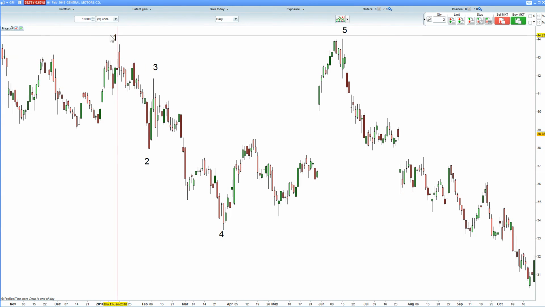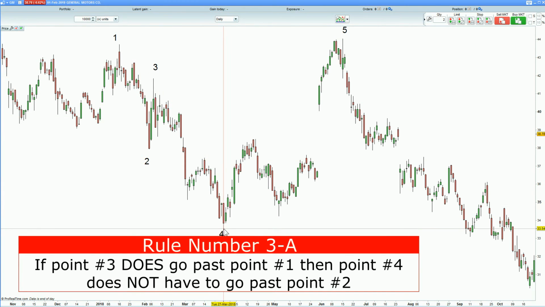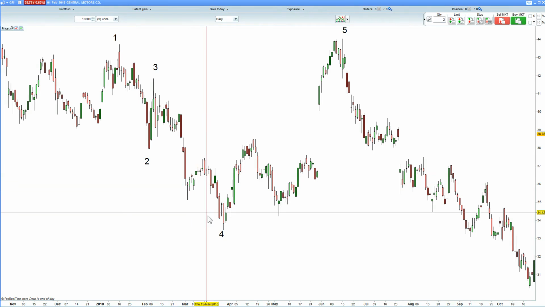And the rules are very simple. Any swing top or bottom for point 1, the next pivot for point 2, the next pivot for point 3. If point 3 is not past point 1 in price, then point 4 has to be past point 2 in price. Now, if point 3 does go past point 1, then point 4 does not have to go past point 2. Okay, that needs to be made clear. It can go past point 2, but it does not have to, as long as point 3 goes past point number 1. So we have our 5 points drawn here.